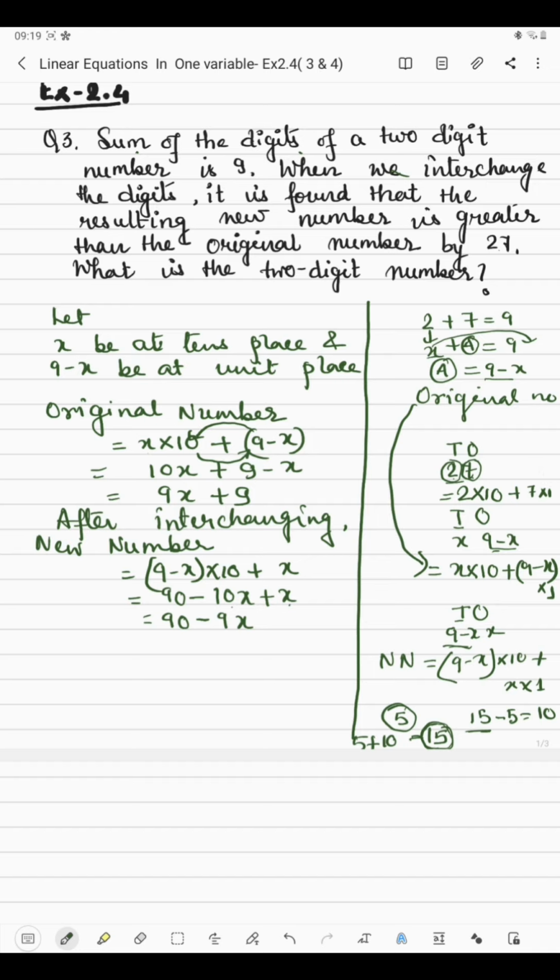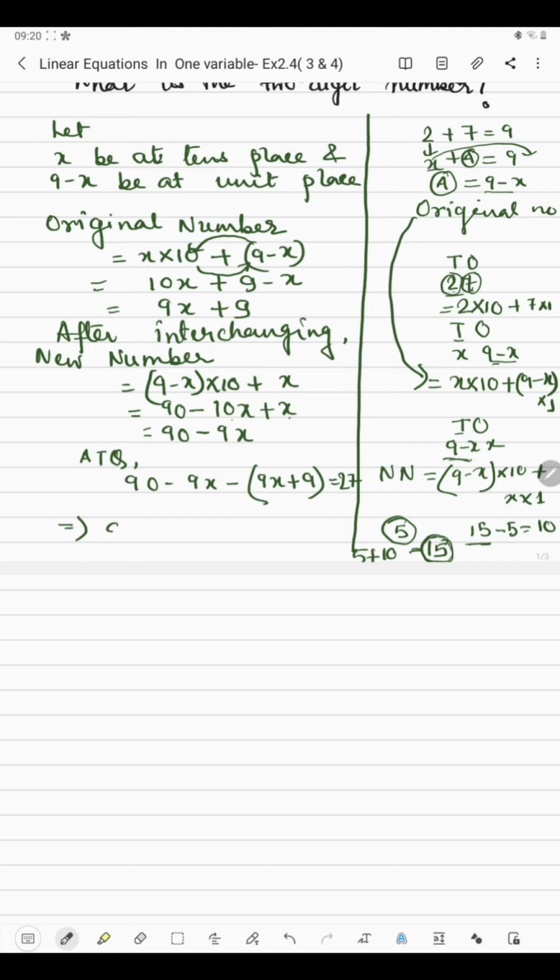Now according to the question, the new number is greater than the original number by 27. So the difference between the new number and the original number will be 27. As we are finding the difference and the new number is greater, we put the new number first, then the minus sign, and then the original number, which is 9x plus 9, and the difference between these two is 27.